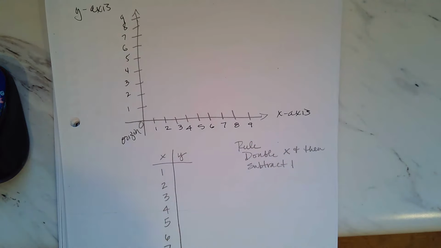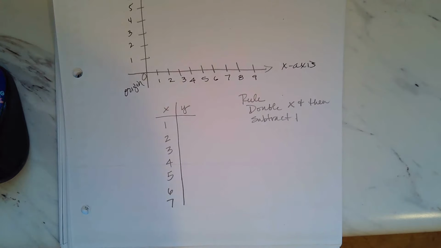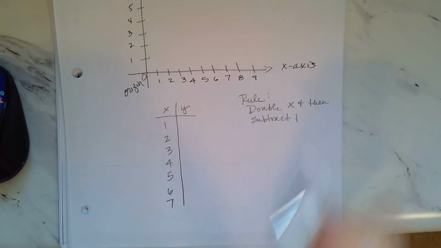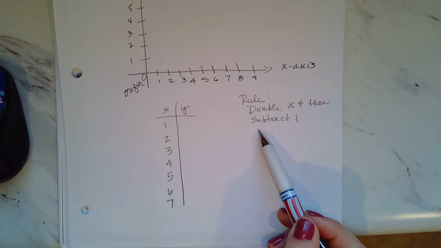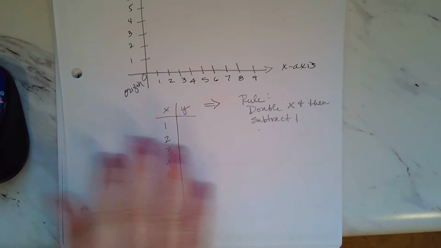When you're done creating the chart, I want you to create the X and Y where your coordinate points would go. Then I want you to write down the rule. Double X and then subtract 1. So what you're going to do now is complete the table using the rule. And then you're going to plot the points and draw a line. Come back and check your work.